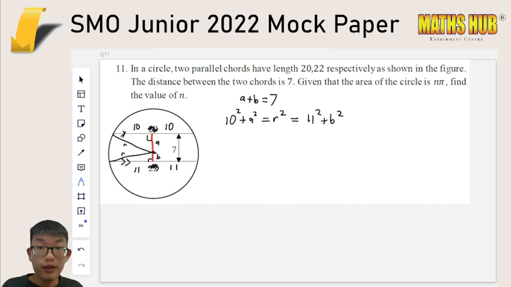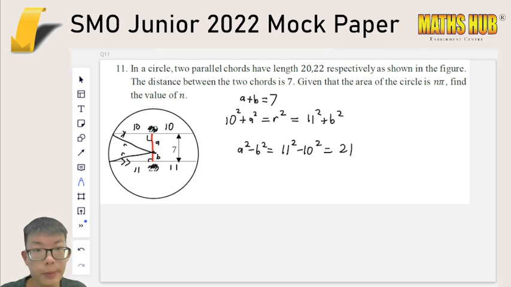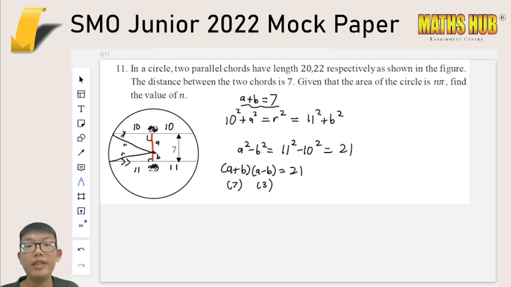Now, in particular, what this means is that my A and B are related to each other directly. I can ignore the r squared for now and just rearrange the equation as A squared minus B squared is equal to 11 squared minus 10 squared, which is 21. Now, this is wonderful because we have a difference of squares factorization. So this is equal to 7 from our earlier equation, and so this would be equal to 3.